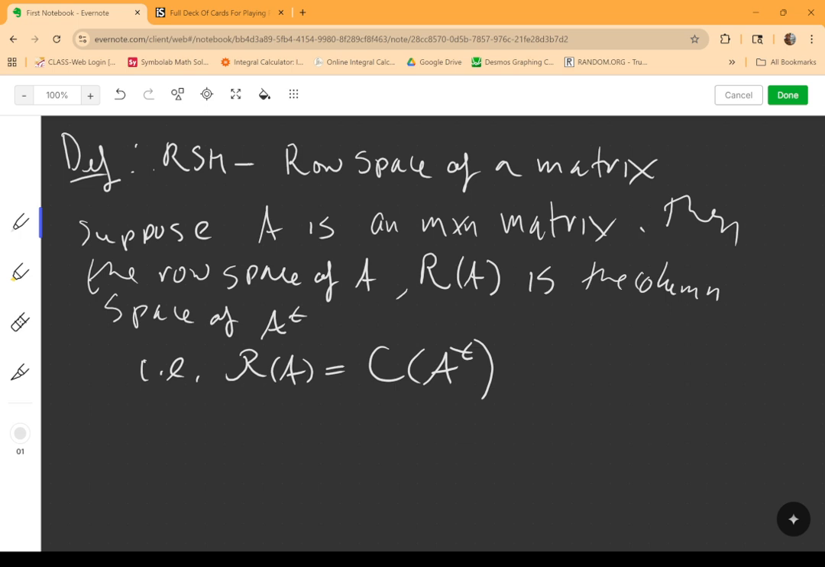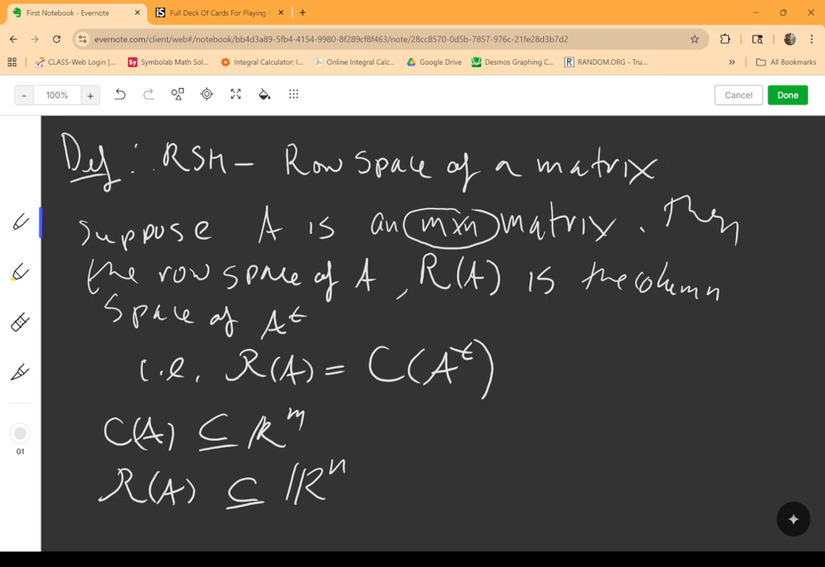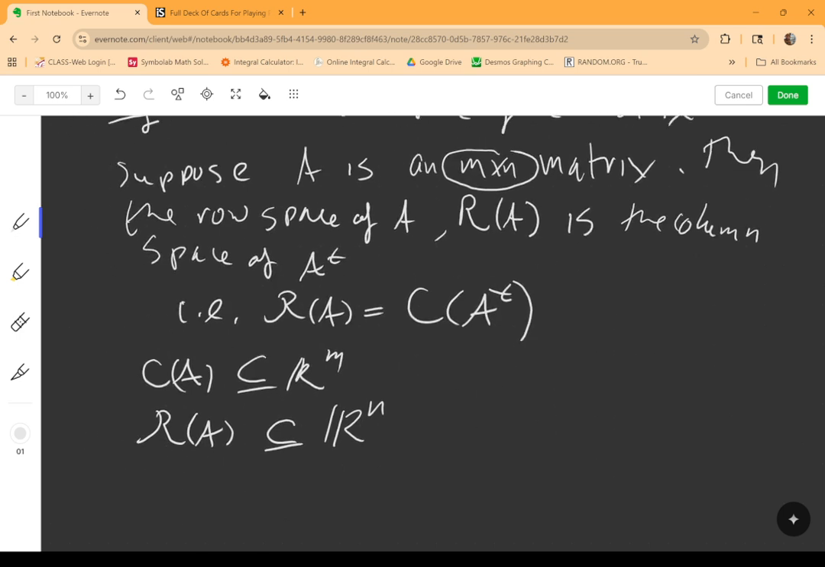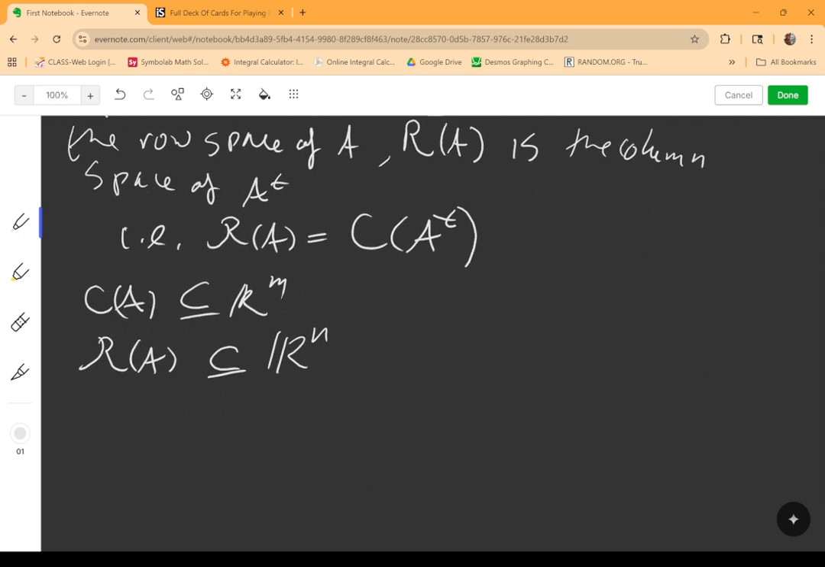All right. So, one thing to note here is that A is n by n. The column space we saw was a subset of R^m, and then the row space will be a subset of R^n, depending on the size. If they are square, then they will both be subsets of R^n. So let's take a look at an example here.